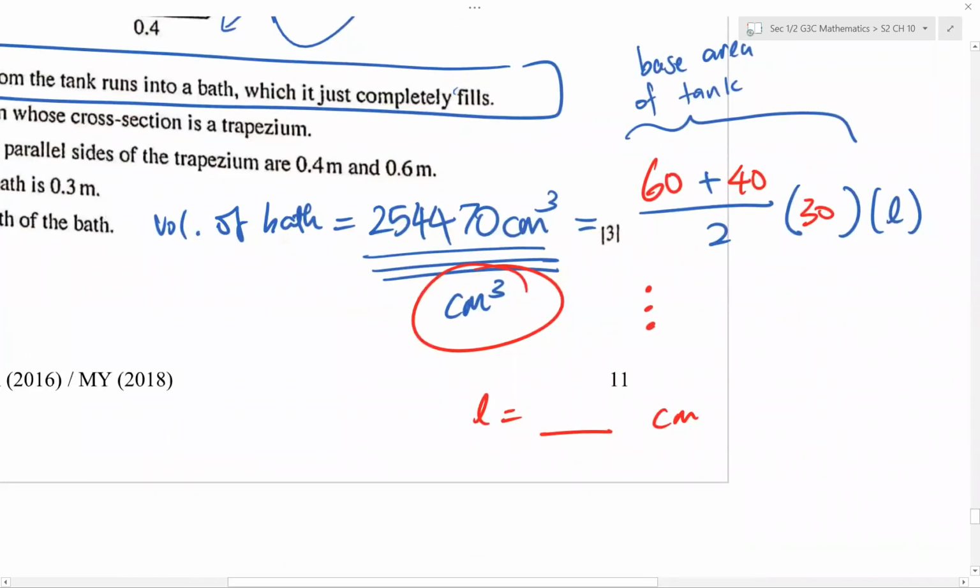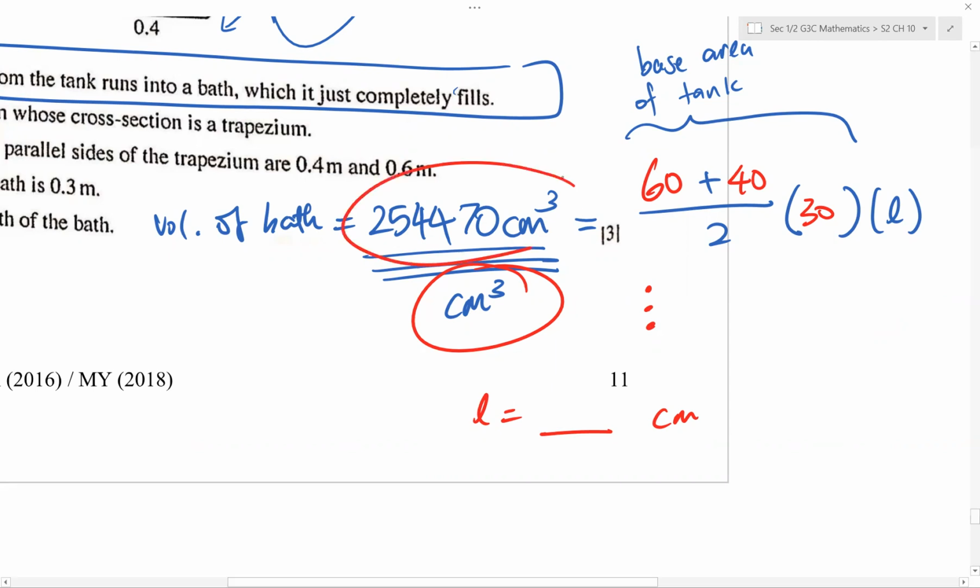I was afraid you would say you want to change the cubic centimeter to meter. You know why? Don't know. Aloysius, do you know why? How do you change cubic centimeter to cubic meter? That's my question actually.